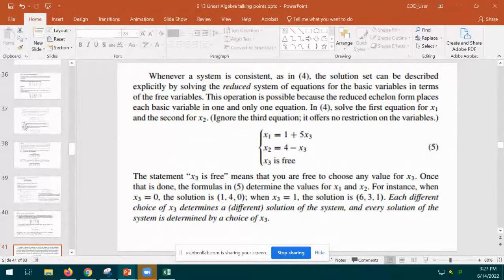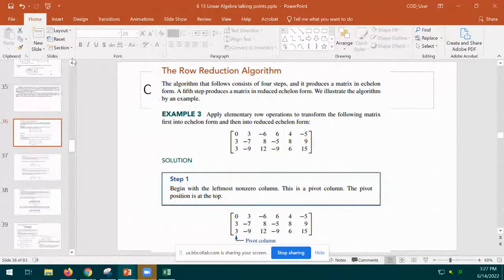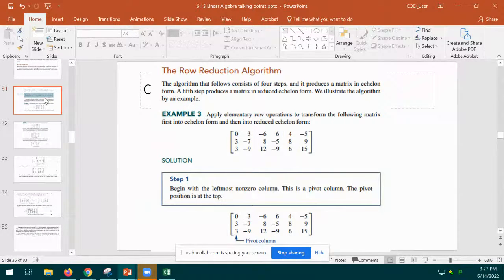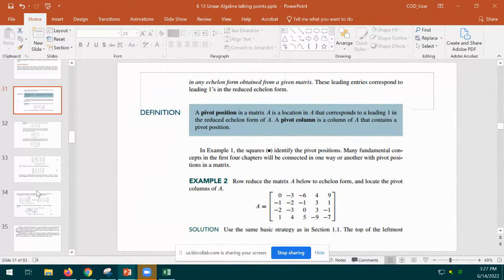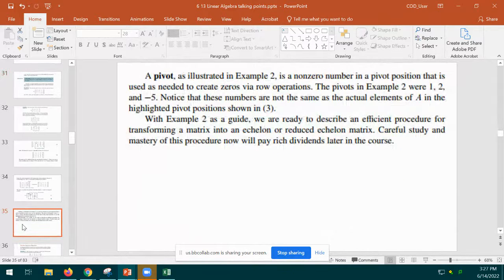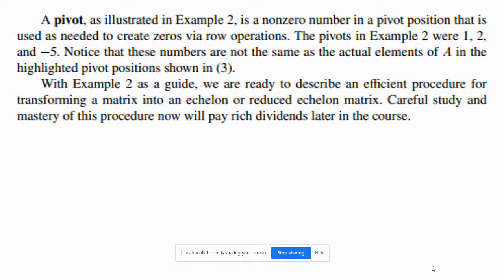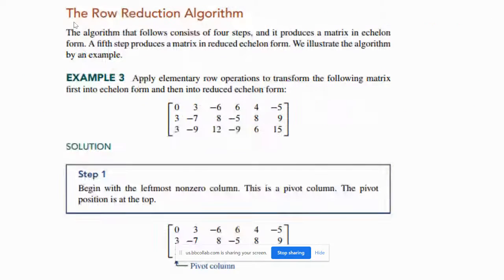We talked about pivot positions and things like that. I think we were at this slide actually. So I will make this bigger and then we'll talk about this. So this is what a pivot is. A pivot is a non-zero number in a pivot position that is used as needed to create zeros via row operations. So again, I'm not going to ask you what's the definition of a pivot, but the word pivot will come up in algorithms and things like that, so you want to know about it.